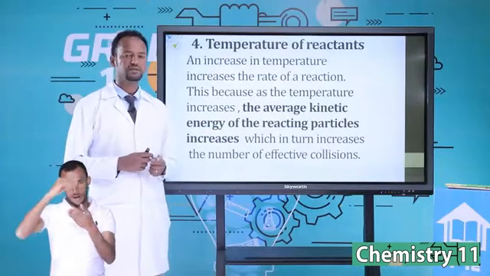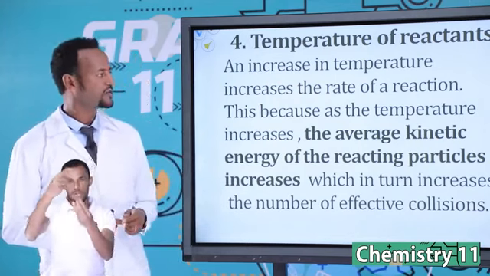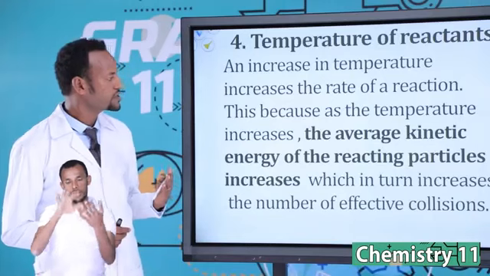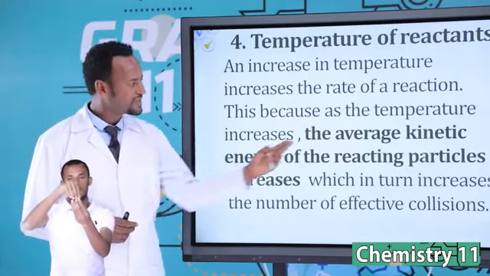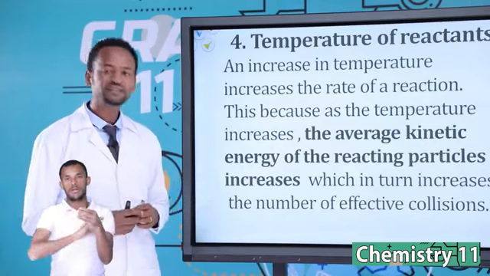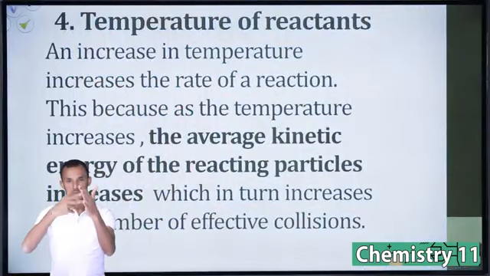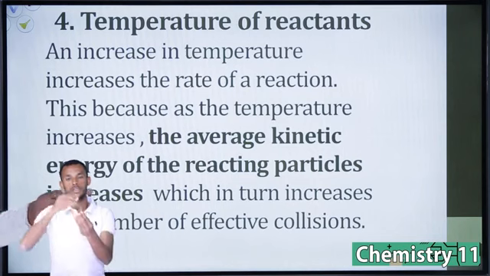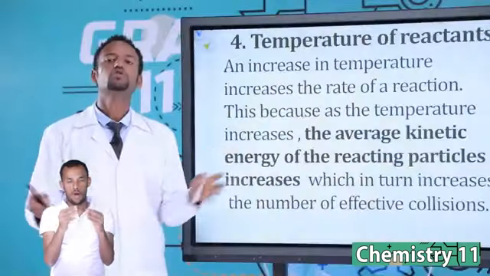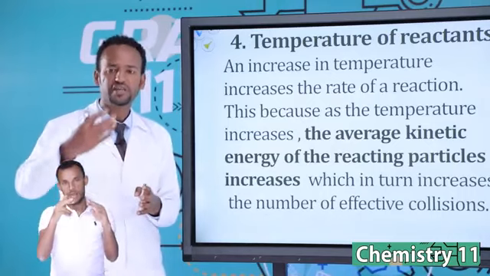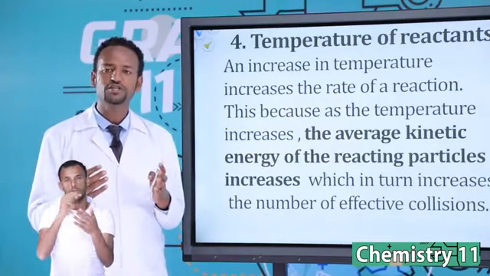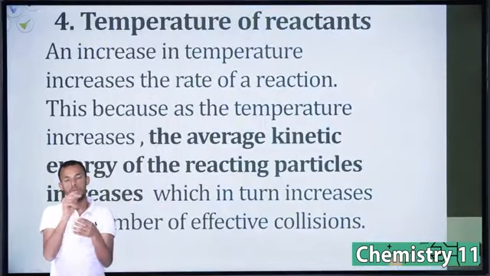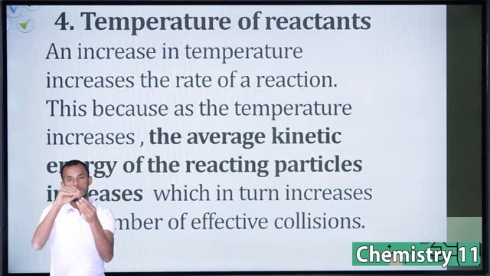The fourth factor is the temperature of the reactants. Temperature is a factor that affects chemical reactions. An increase in temperature increases the rate of a reaction, because the average kinetic energy of the reactant particles increases. Which means what? When the temperature increases, the reactant particles collide more, with more contact. Because of more contact, the rate of the chemical reaction increases. Therefore, temperature is a factor.